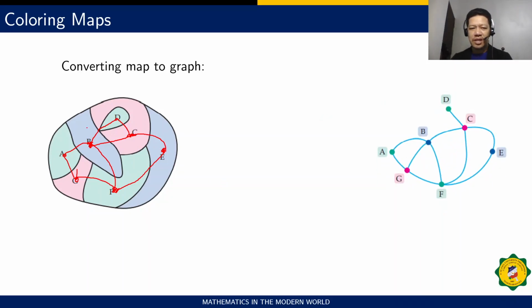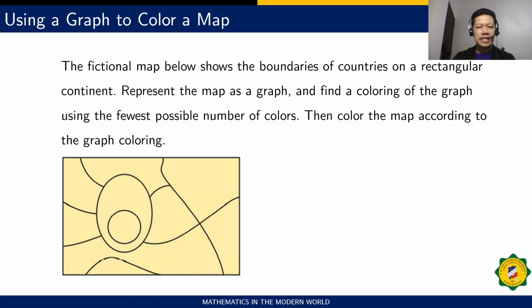Okay, I'm sorry, at this point here there's no boundary. So parang isang point lang yon na ano. So dito tingnan mo, wala siya. Okay, so wala siya. Okay, sorry for that. Now, so that's a converted graph. This is the graph. And then let's have another.